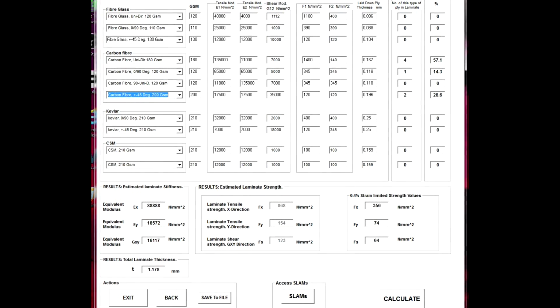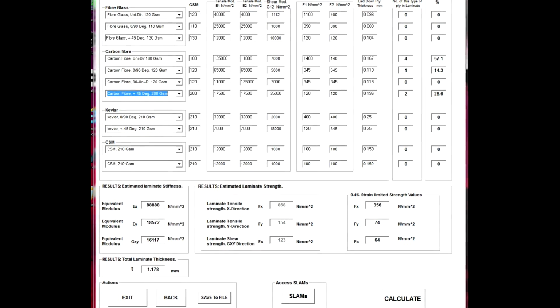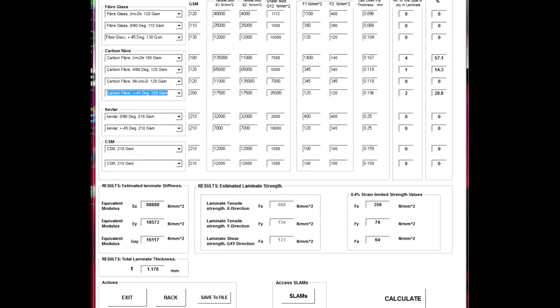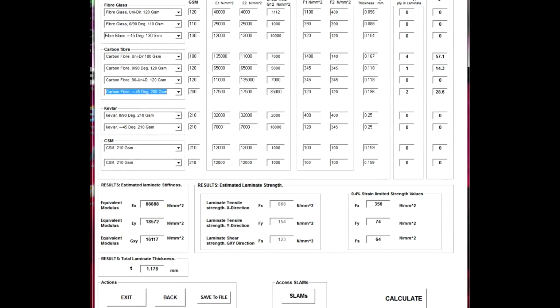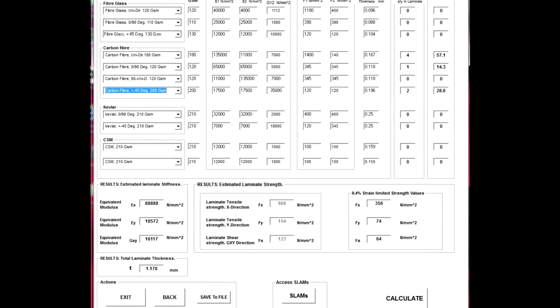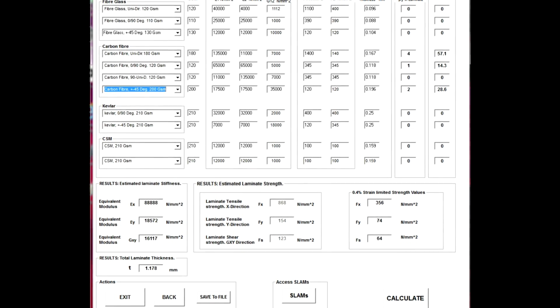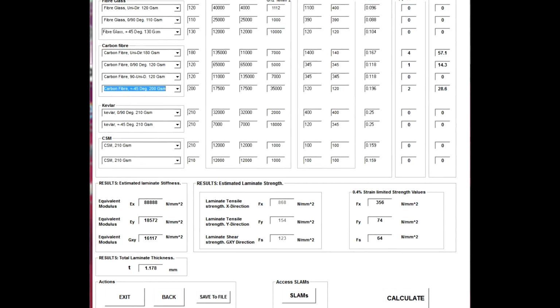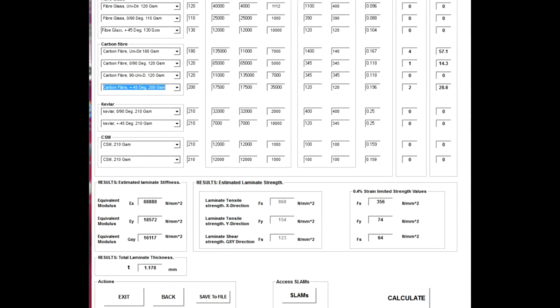Now the strength of the composite will change too. A decrease occurs of the strength in direction 1 to 356 newtons per millimetre squared. Previously this was 399 newtons per millimetre squared. A strength decrease in direction 2 to 74 newtons per millimetre squared from 75 newtons per millimetre squared. And a shear strength increase to 64 newtons per millimetre squared from 53 newtons per millimetre squared.